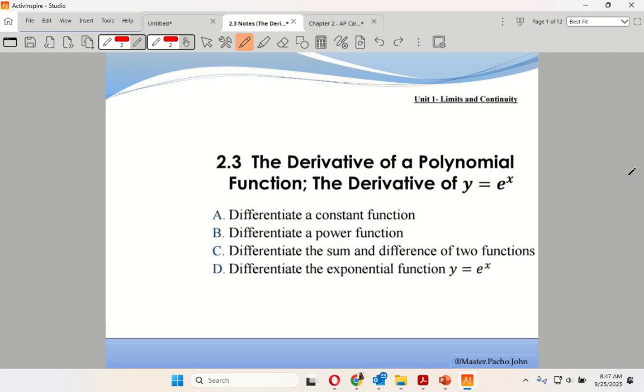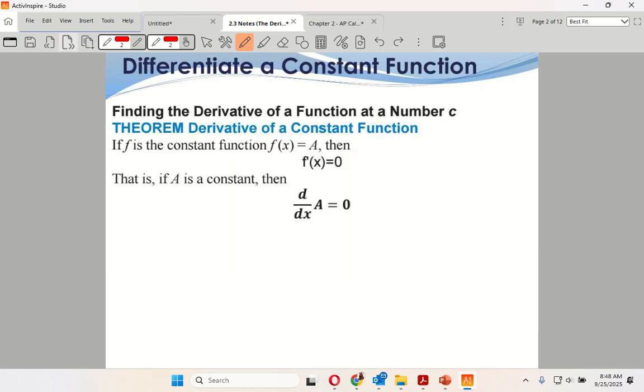So, 2.3, the derivative of a polynomial function and the derivative of y equals e to the x. Now, that one sucks. And there's a proof for it, and I did it once, and I'm never doing it again. So don't ask. All right. So, find the derivative of a function at number c.